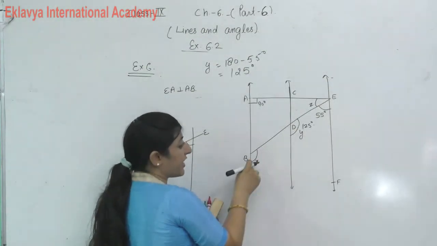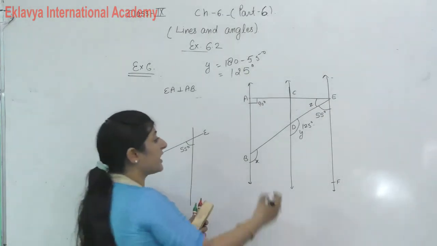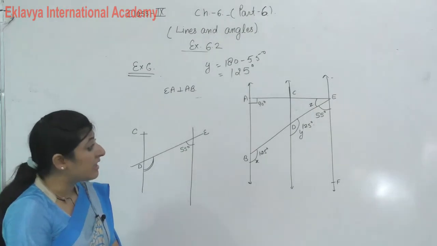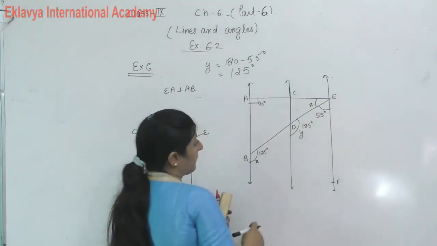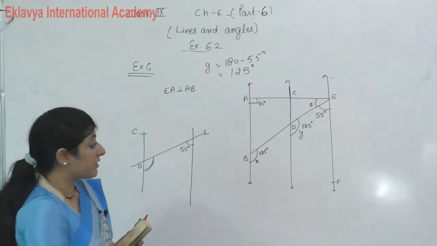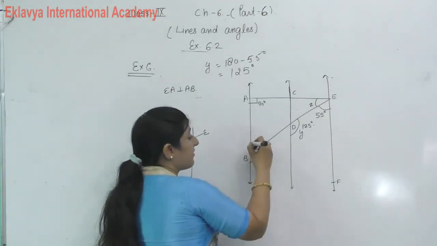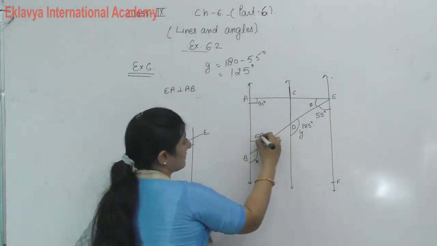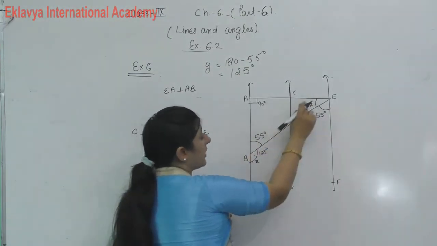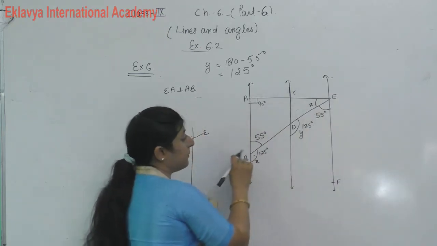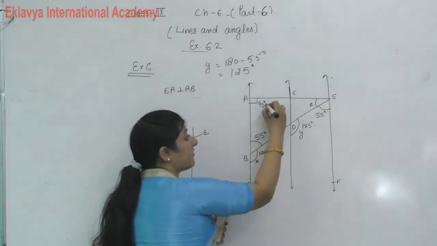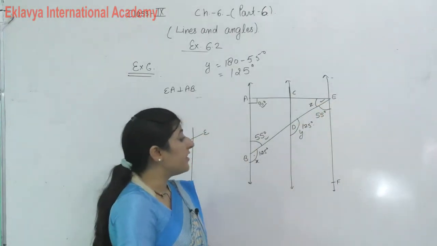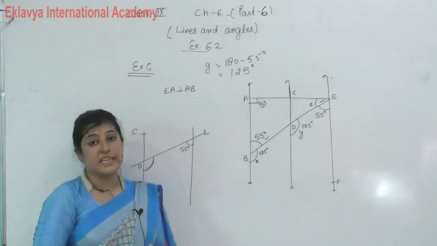Then what is the value of X? Y value is 125, then X is also 125, corresponding angle. What is the value of Z? If this one is 125, then this becomes 55 degrees. Now it becomes a triangle AEB. This is 90, this is 55, then you can put the value of Z. This way we find out the X, Y, Z values.